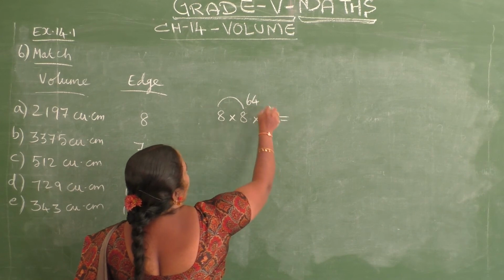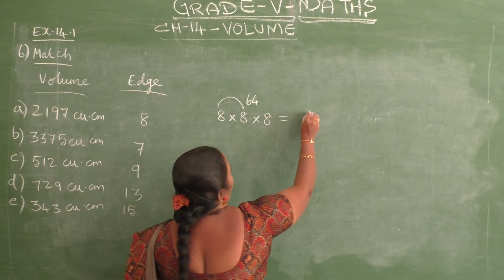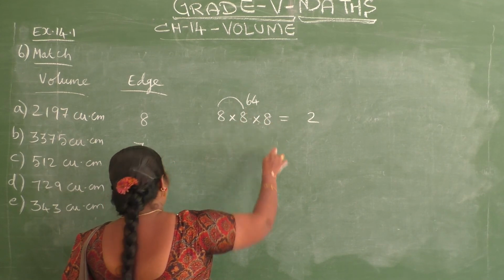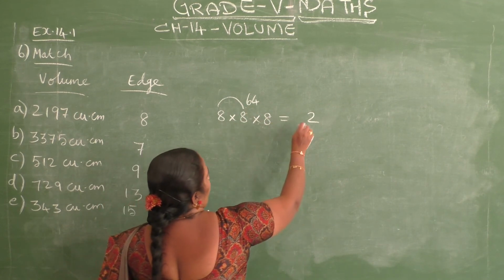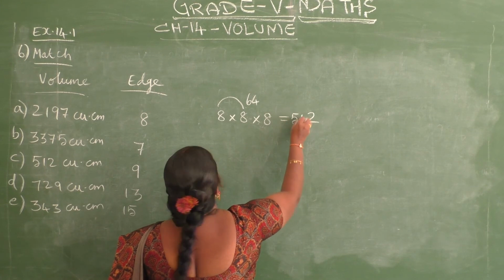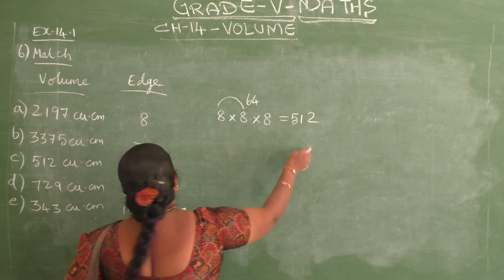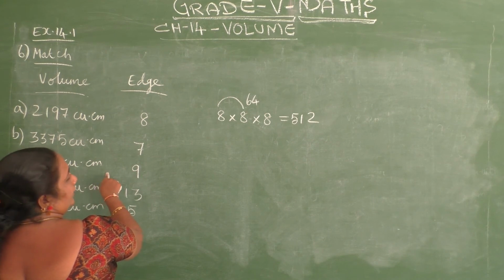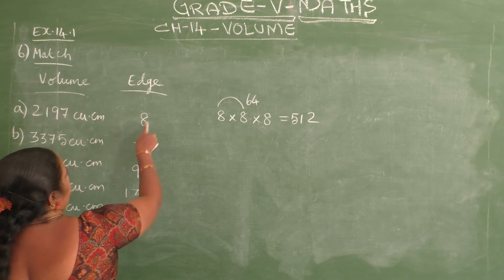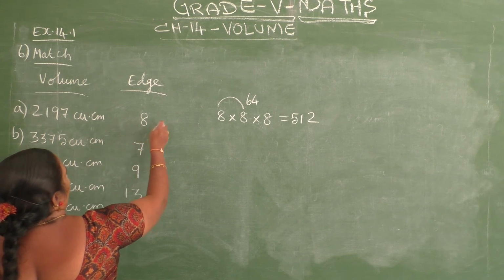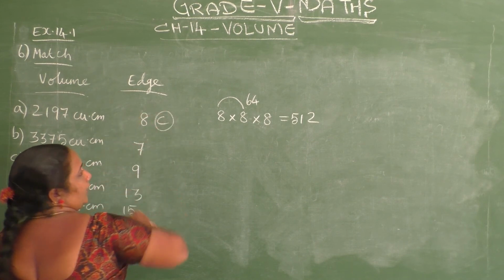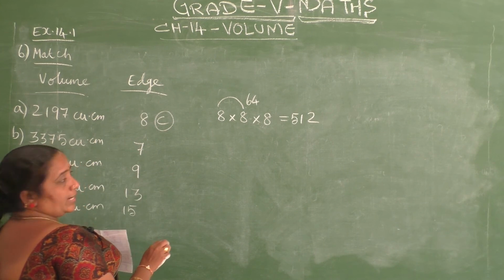64 into 8. 4 8s are 32. 32 means 2, remaining 3. 6 8s are 48. 49, 50, 51. 512. Where is 512? See this C1. C1 is the 512 cubic centimeter. That means this is the correct answer for the first one. C option. Okay? Do you understand?